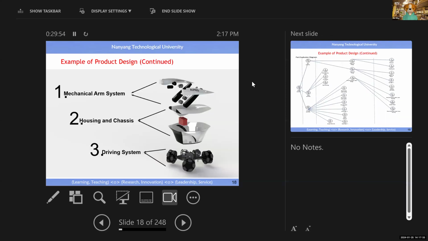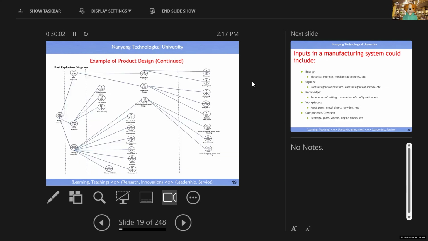Then you just implement this combination B, right? Then you will have a 3D view of your product, then the part drawing of your product. Then for each part, you will decide whether you are going to produce the part in-house or purchase the part from the supplier, right?